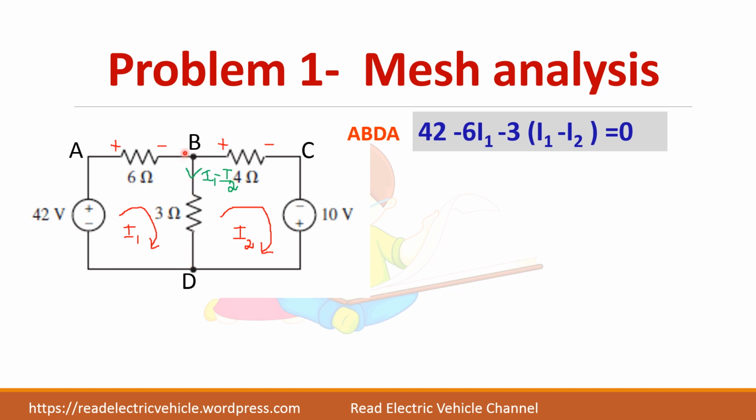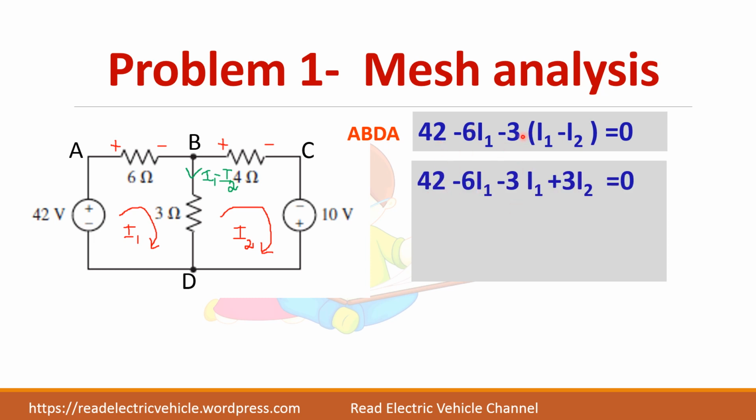When you are coming through this branch BD, you write minus 3 into, what is the current through this resistor? I1 minus I2. So minus 3 into (I1 minus I2) equal to 0. We are applying Kirchhoff's voltage law. According to Kirchhoff's voltage law, the sum of the voltages equals 0 in any closed loop. So in this loop, 42 minus 6 I1 minus 3 into the current through this 3 ohm resistor equals 0. Let us simplify: 42 minus 6 I1 minus 3 I1 plus 3 I2 equals 0.